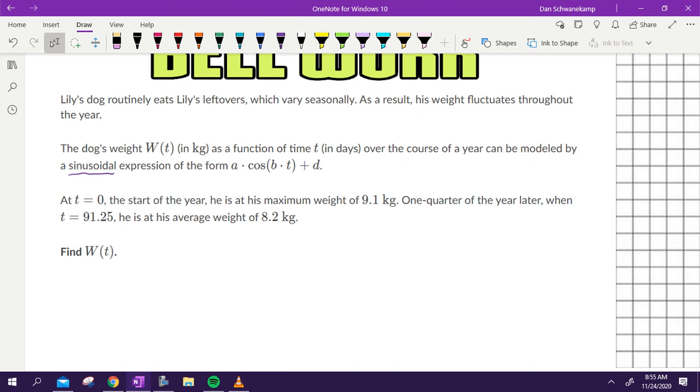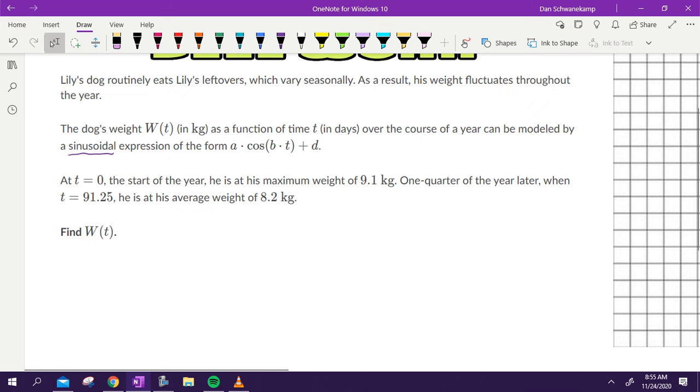At t equals 0, at the start of the year, his maximum weight is 9.1. One quarter of the year later, at 91.25 days, he is at his average weight, which is 8.2.